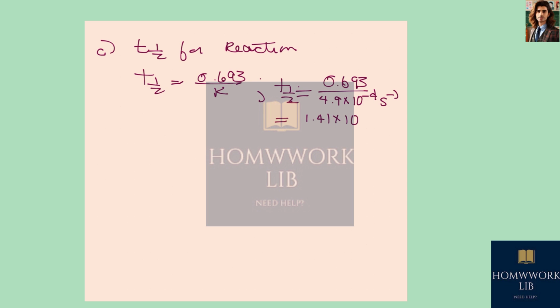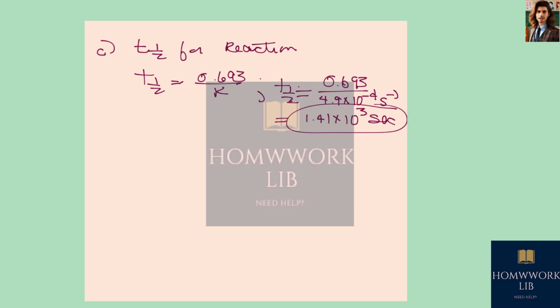I'm going to have to punch this one in. I feel like I got a bad answer here. Hang on. I've got 0.693 divided by 4.9 times 10 to the negative fourth equals 1.4 times 10 to the third seconds. Okay, there is C. We have one more part.